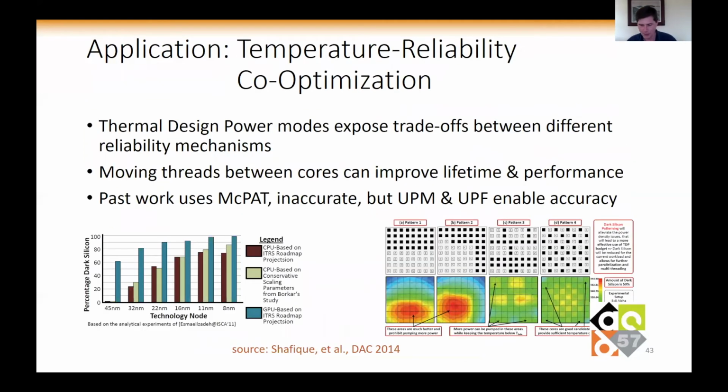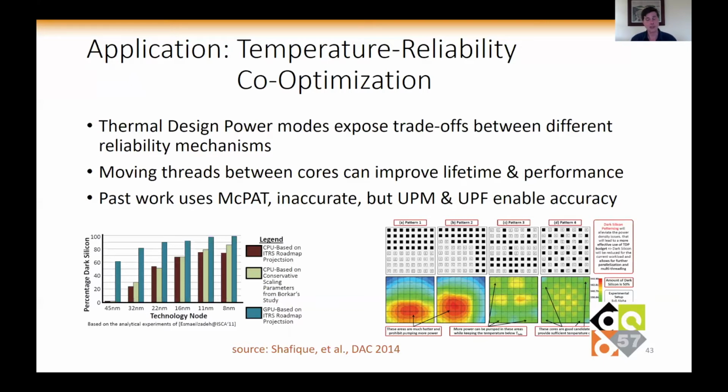So building on this idea of combining floor planning with thermal solvers, the last application that I want to talk about is temperature reliability co-optimization, which refers to this idea that you can trade off lifetime and performance in a multi-core chip by creative scheduling of the workloads to adjust the temperature. This works because different mechanisms for transistor degradation become dominant at different temperatures.